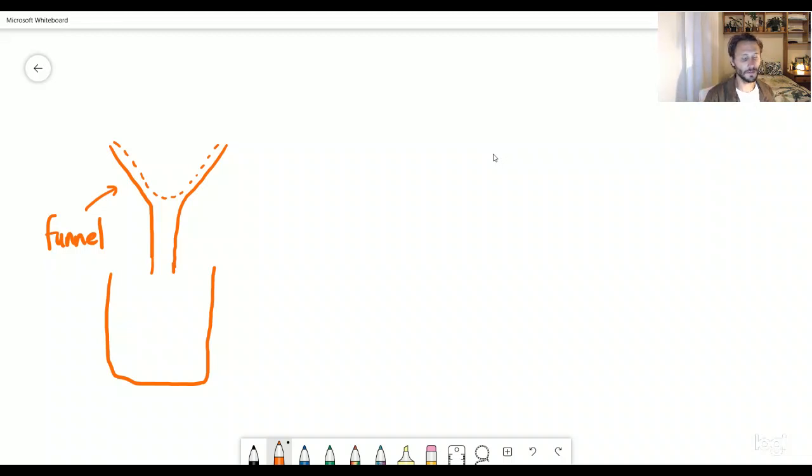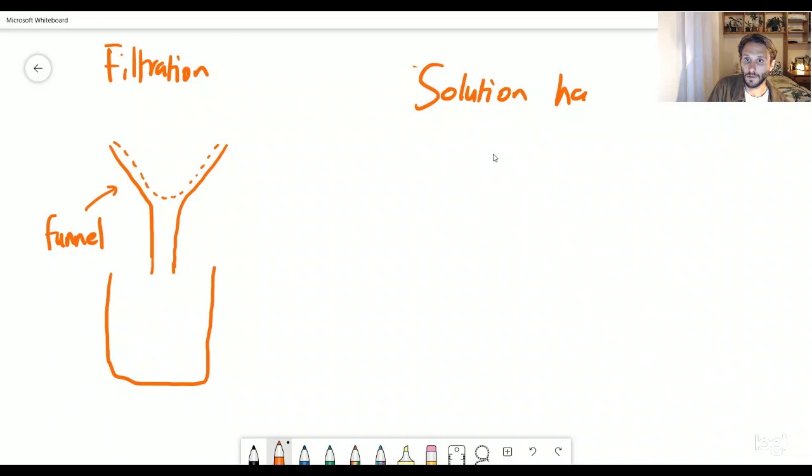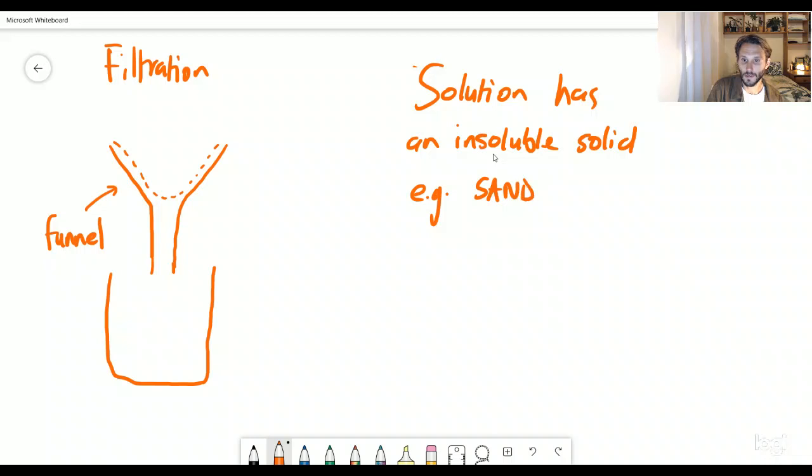So what are we going to be separating when we are using the filtration technique? Well, what we're going to be separating is a solution that has an insoluble solid inside of it. Okay, so an example might be something like sand and water. So we have sand and water as a solution, but the sand is insoluble.